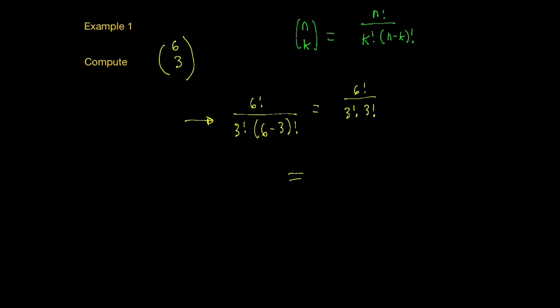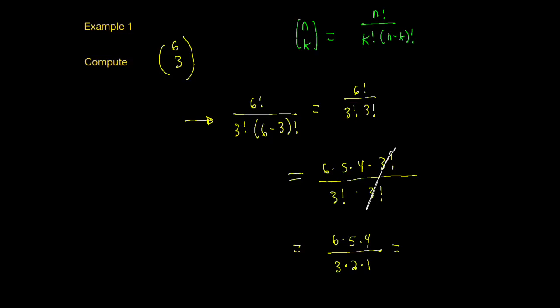So here I get 6 times 5 times 4 times 3 factorial all over 3 factorial times 3 factorial. And since we have one 3 factorial on the top, one 3 factorial on the bottom, we can cancel these out. And now we have 6 times 5 times 4 all over 3 factorial, which is the same thing as 3 times 2 times 1.